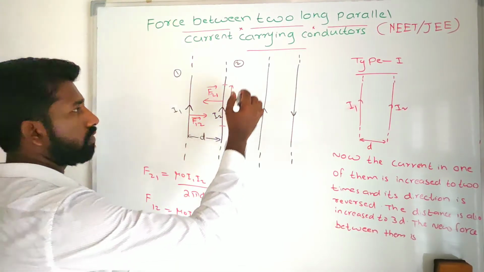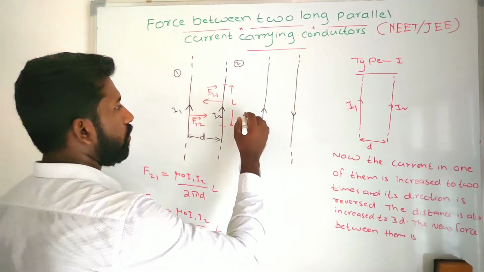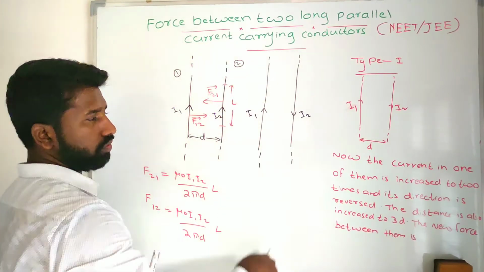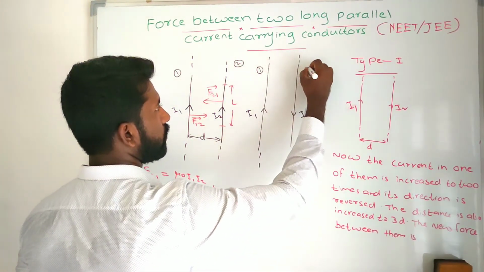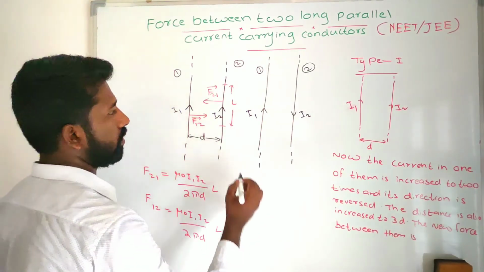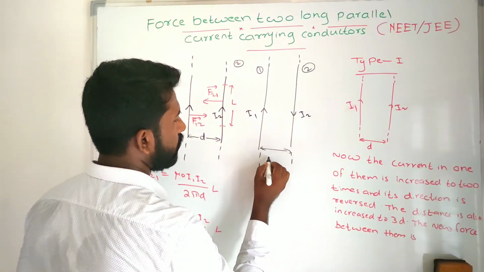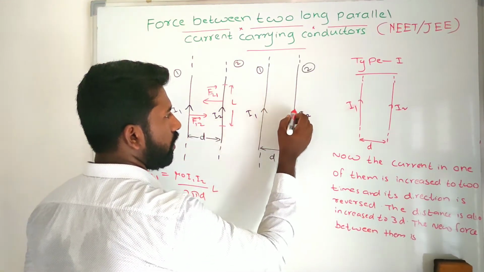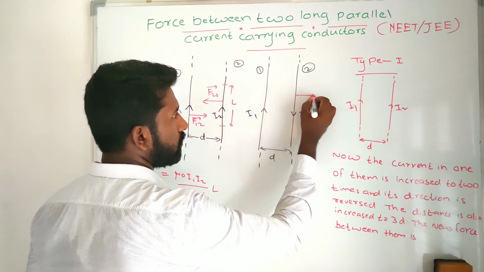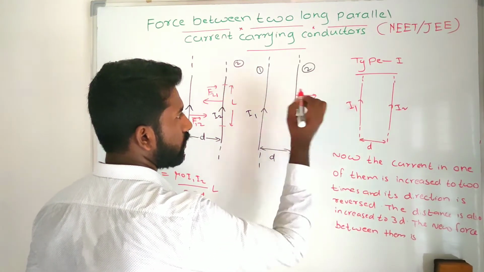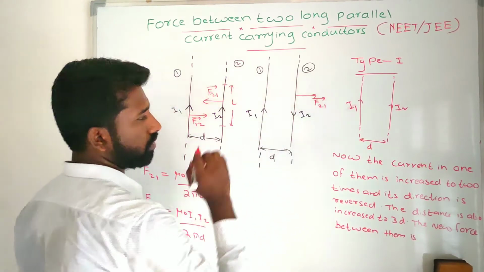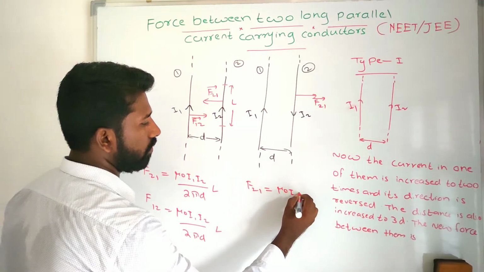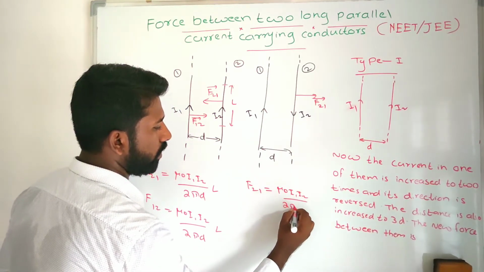Okay. Then if the currents are in opposite directions, that is, I1 is in this direction and I2 is downwards. I consider this the first conductor and this the second conductor. Okay. And the distance between them is d. So now you see this first conductor repels the second conductor like this. The force acting on the second conductor, who is exerting? The first conductor. So F21 is mu 0 I1 I2 divided by 2 pi d into L.